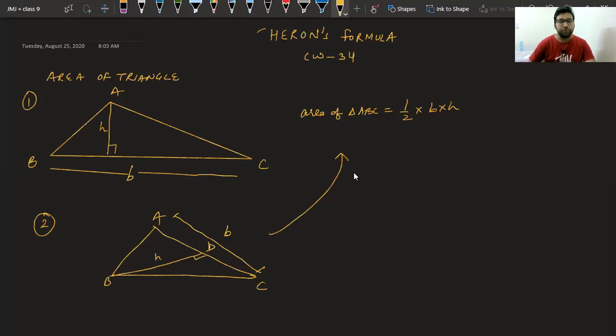Now, this was the case when we knew base and height. One more case, simple one, a right angle triangle. Here also we have same thing. If this is base, this is height, same formula is used, half base into height.